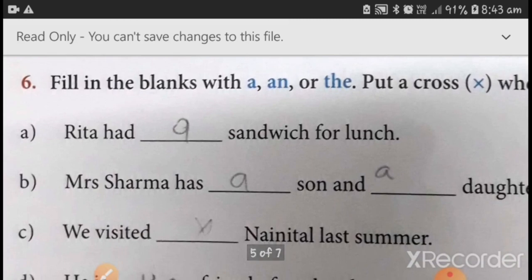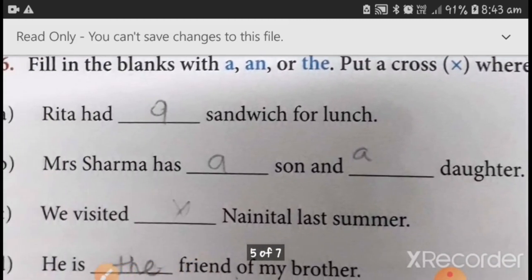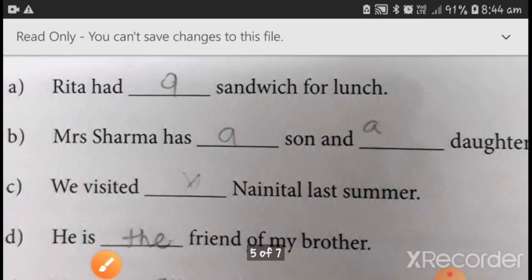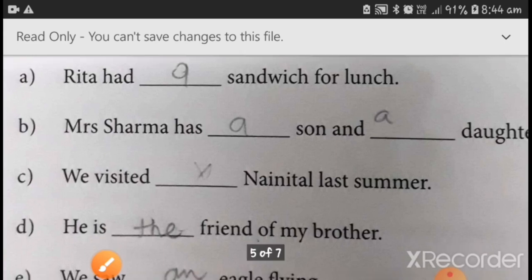Now have a look at this exercise. Fill in the blanks with a, an or the. Put a cross where they are not needed. So here I have already filled it in. Rita had a sandwich for lunch. Here, as I already told you, before the meals we will not add any article. So no article here, but before sandwich we have to use the article a because it is singular. Okay, for singular things we have to use the article a or an.